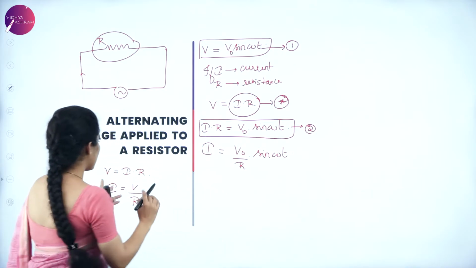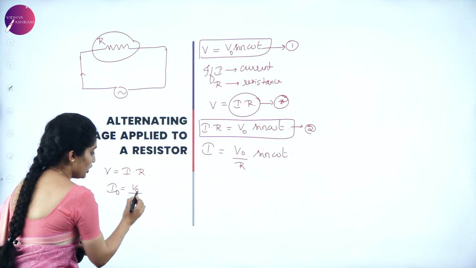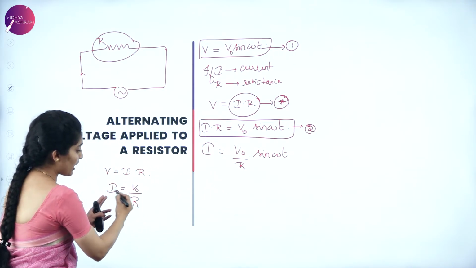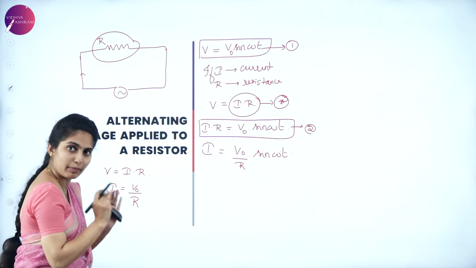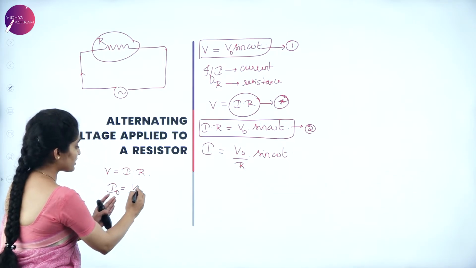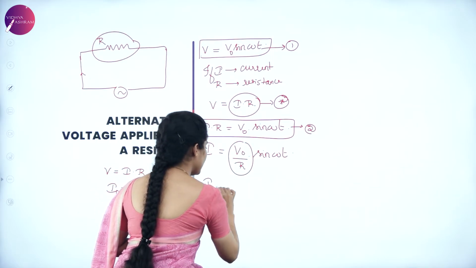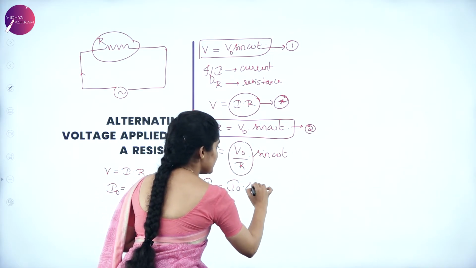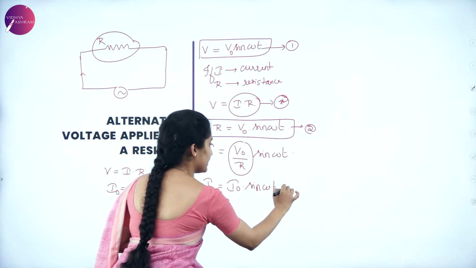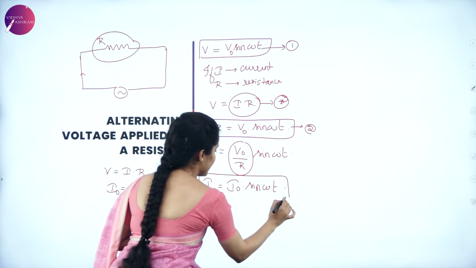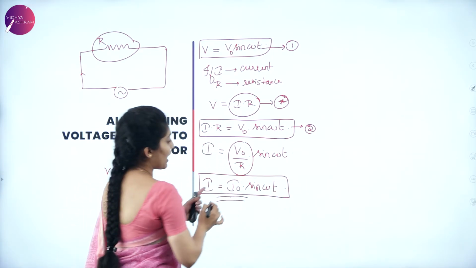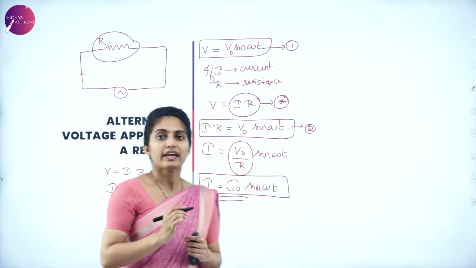So the one which varies will be these two. So if I just give the peak values of two, R is remaining stable. So I naught is equal to V naught by R. So I can write this term as I is equal to I naught sine omega t, which means to say that it gives the instantaneous value of current in terms of AC.